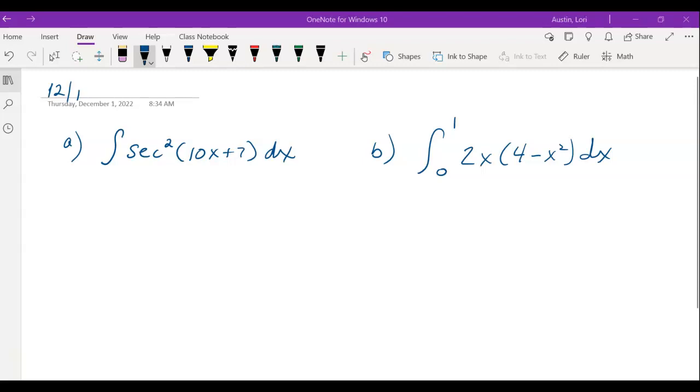So for those who just came in, right now everybody's just working on those two problems, and then we will solve them together.